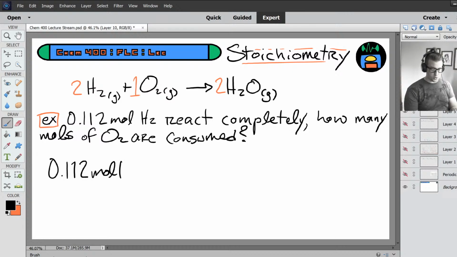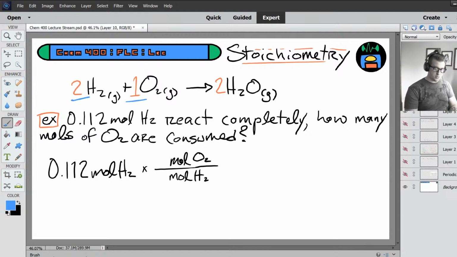So we're told that 0.112 moles of hydrogen react completely. And we want to know how many moles of oxygen are consumed, right? How many moles of oxygen react with it? So we need to put moles of hydrogen in the denominator, moles of oxygen in the numerator. And here, just like before, the balanced chemical equation will give us the ratio. It tells us 2 moles of hydrogen react with 1 mole of oxygen, and those are the numbers we plug in here. 1 mole of oxygen, 2 moles of hydrogen. Moles of hydrogen cancel.